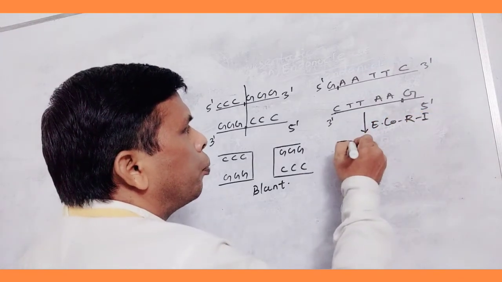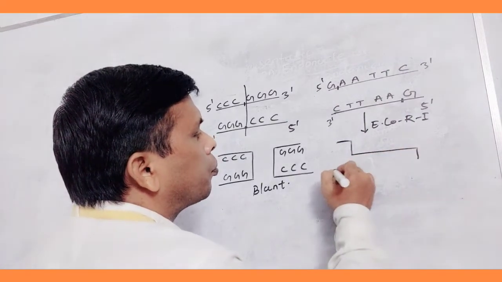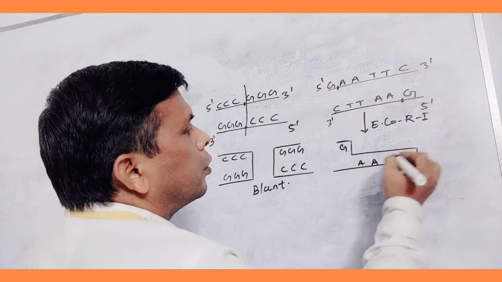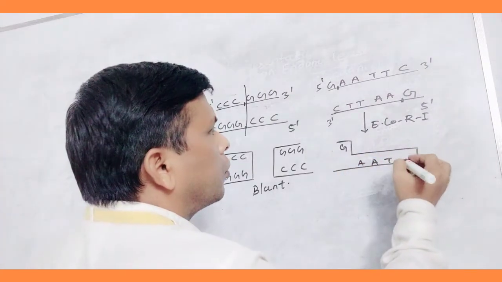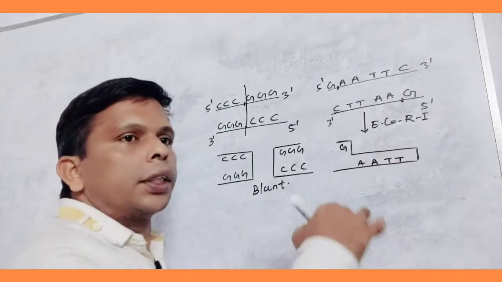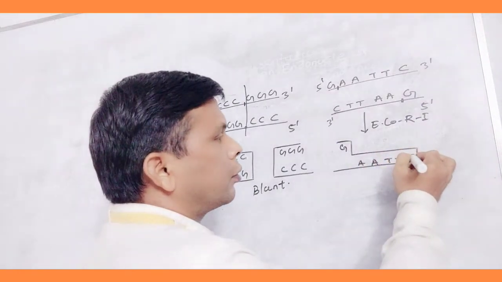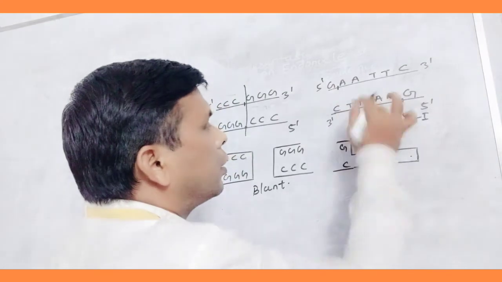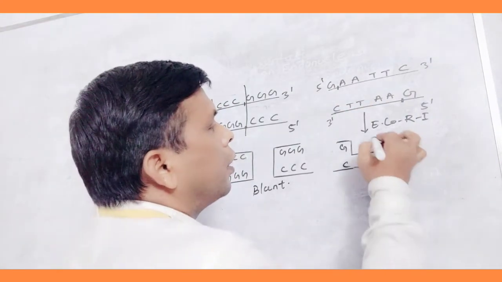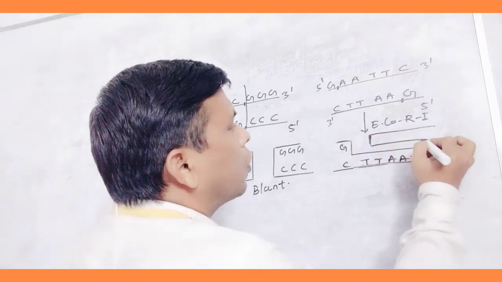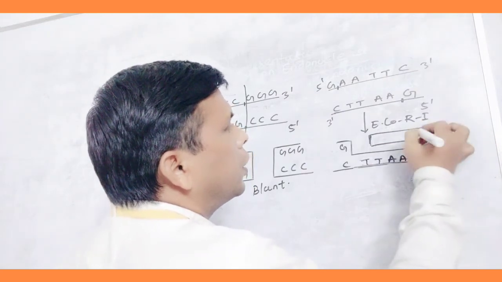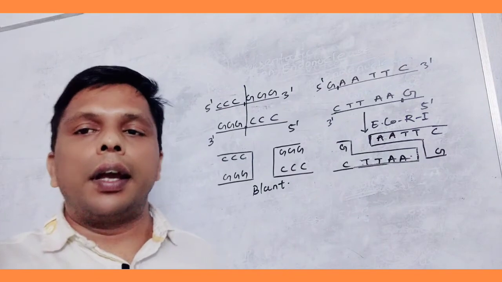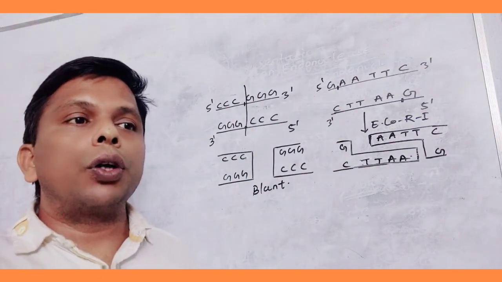After cutting by the endonuclease Eco R1, it produces sticky ends. One end has T T C, C T T A A, and the other end consists of G, C T T A A. So it generates sticky ends. The sticky ends are otherwise called cohesive ends.